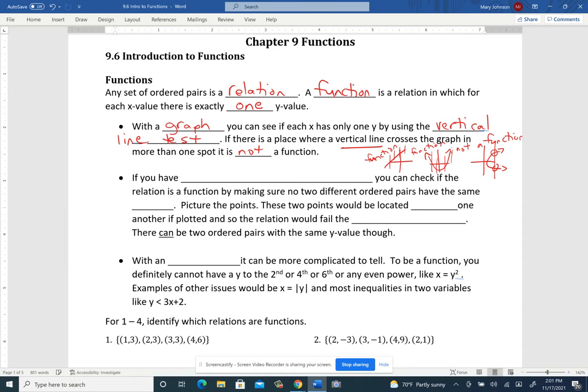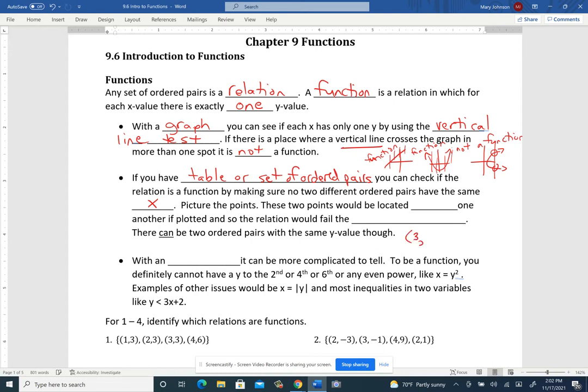Okay. Now, sometimes you don't have a graph and you don't feel like trying to graph. You just have maybe the list of ordered pairs or a table. So if you have a table or a set of ordered pairs given to you somehow, just a list of ordered pairs, you can check if the relation is a function by making sure that no two different ordered pairs have the same x value. Okay. All right, so let's do an example.